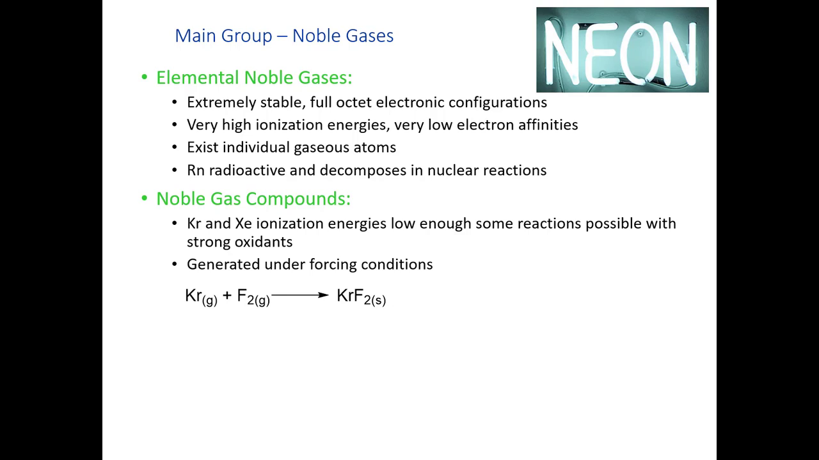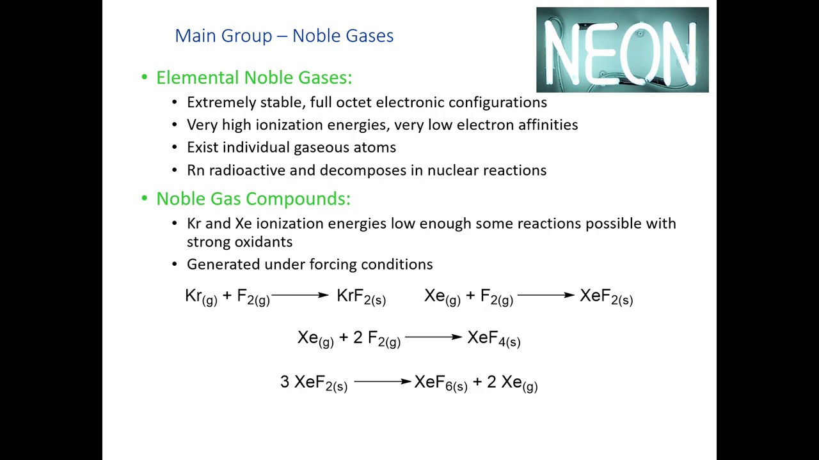Krypton can react with fluorine to form krypton difluoride. Similarly, you can generate xenon difluoride. You can also form xenon tetrafluoride. Lastly, you can also form xenon hexafluoride.